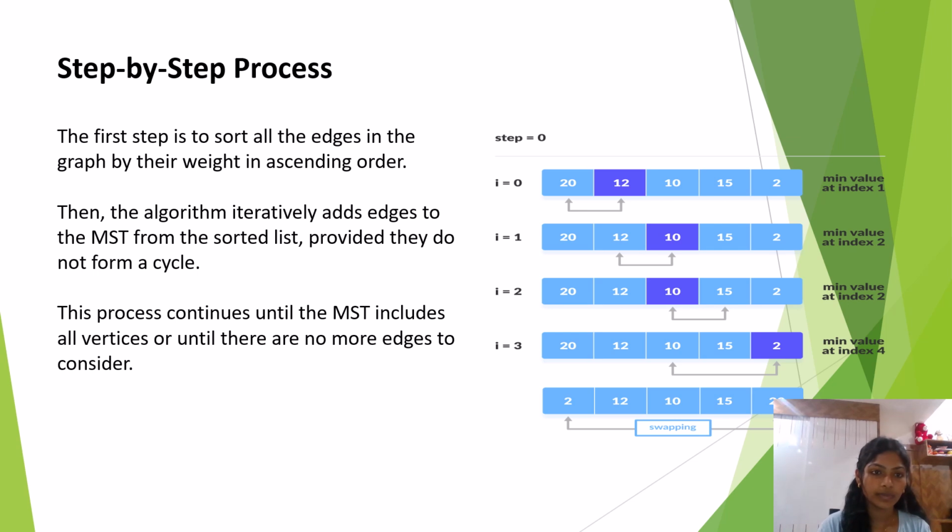Step-by-step process. The first step is to sort all the edges in the graph by their weight in ascending order. Then the algorithm iteratively adds edges to the minimum spanning tree from the sorted list, provided they do not form a circle. This process continues until the minimum spanning tree includes all vertices or until there are no more edges to consider.